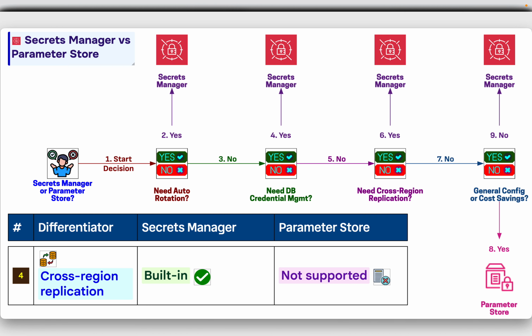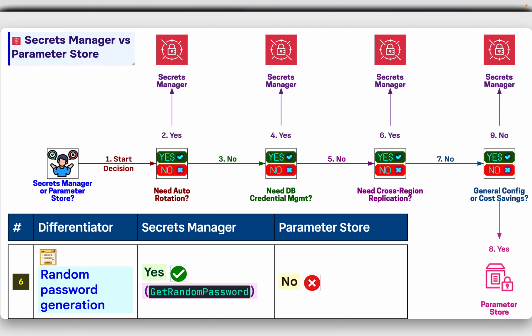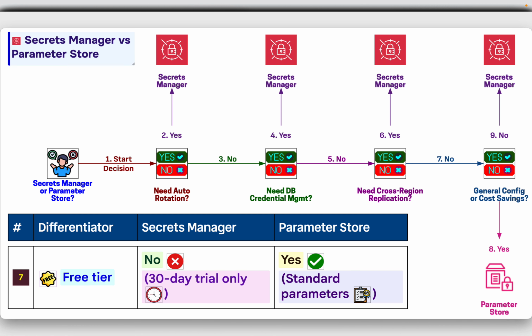Cross-region replication. Secrets Manager has built-in cross-region replication. Parameter Store does not support cross-region replication. Resource policies. Secrets Manager supports resource policies. Parameter Store does not support resource policies. Random password generation. Secrets Manager supports random password generation via get random password. Parameter Store does not have this feature. Free tier. So Secrets Manager has no free tier, only a 30-day trial. Parameter Store has a free tier for standard parameters.